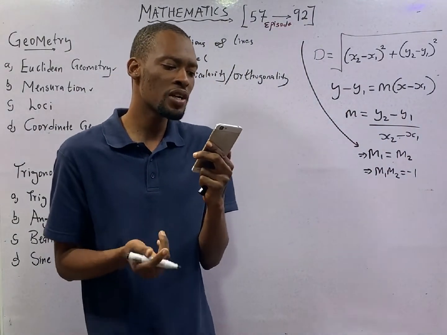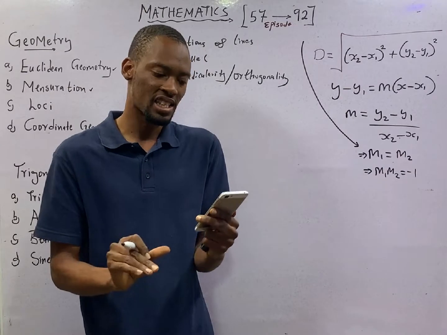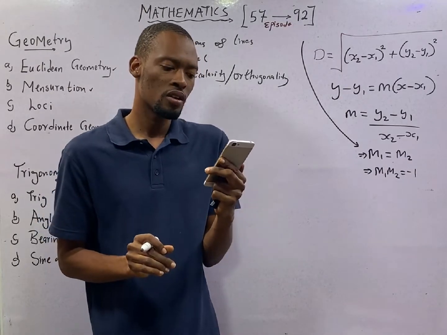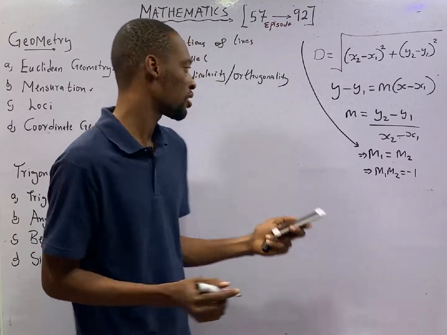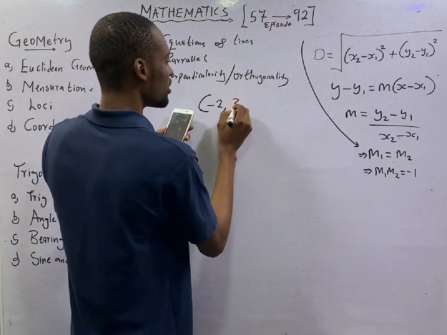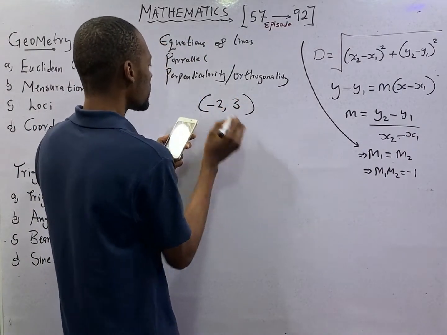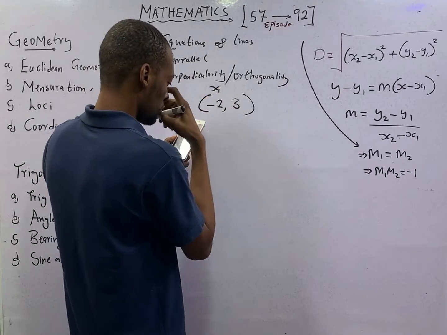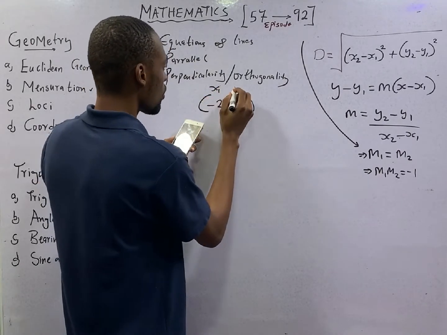Find the equation of the straight line through (-2, 3). We are given -2 and 3. This is definitely our x1. This is definitely our y1.